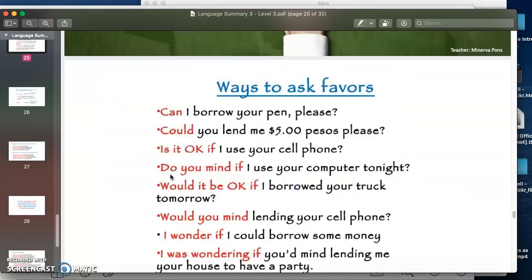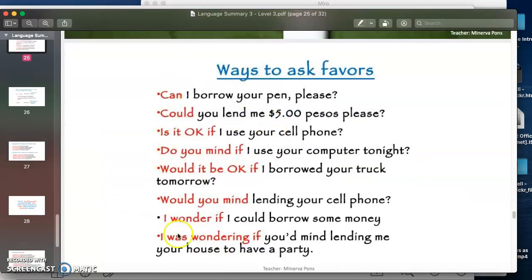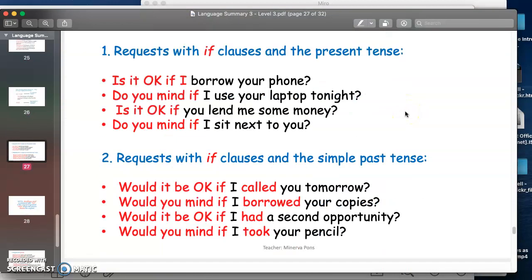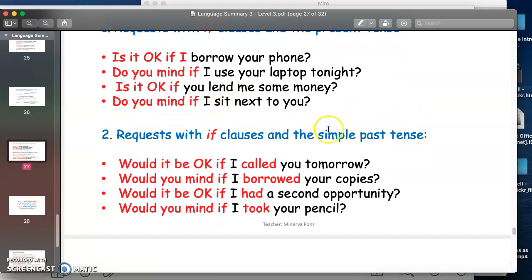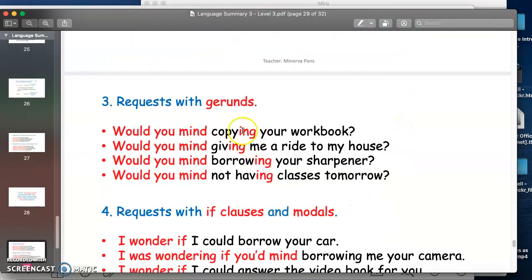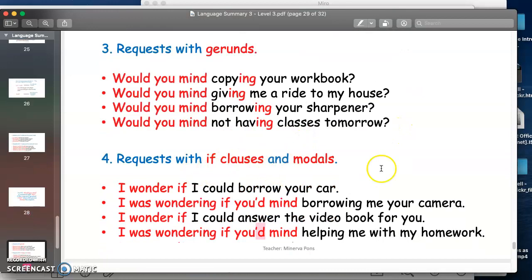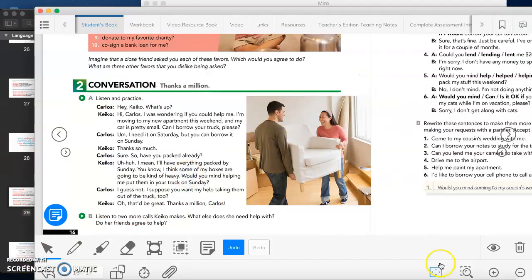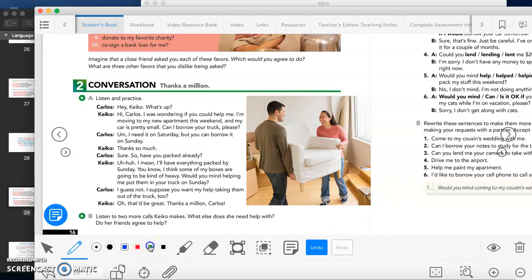So there are many ways to ask for favors, as you can see in here. We have if clauses in the present tense, if clauses in the simple past. We have requests with gerunds, and we have requests with if clauses and modals. As you can see in here, if we go back to the conversation, you can see some examples for asking for requests.